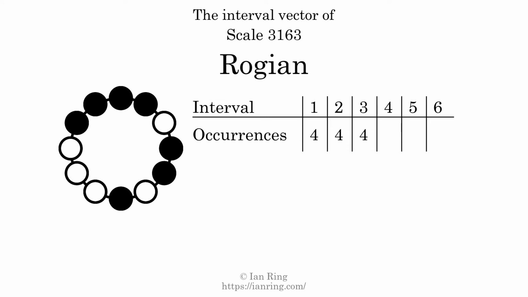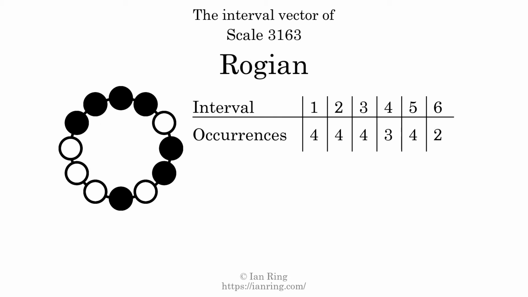There are 4 intervals with the size of 3 semitones. They are here, here, here, and here. There are 3 intervals with the size of 4 semitones. They are here, here, and here. There are 4 intervals with the size of 5 semitones. They are here, here, here, and here.